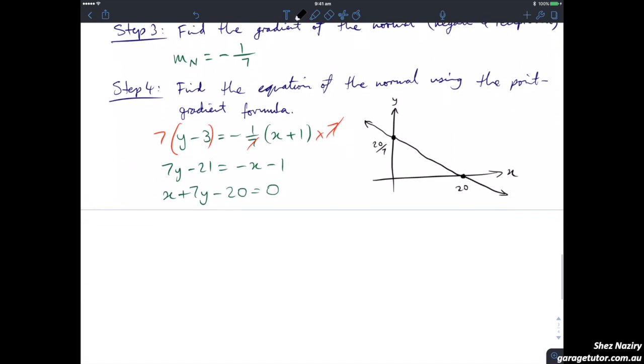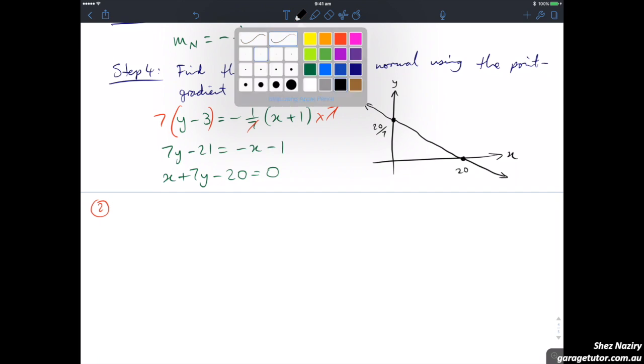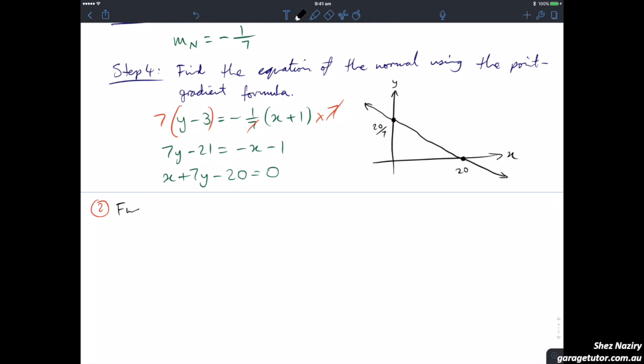Okay. Now that's when you are given the points completely. How about we do it if I just give you an x value? So question 2. Find the equation of the normal to y equals 3x cubed minus x plus 5 when x equals negative 2. So I want to find the normal here.